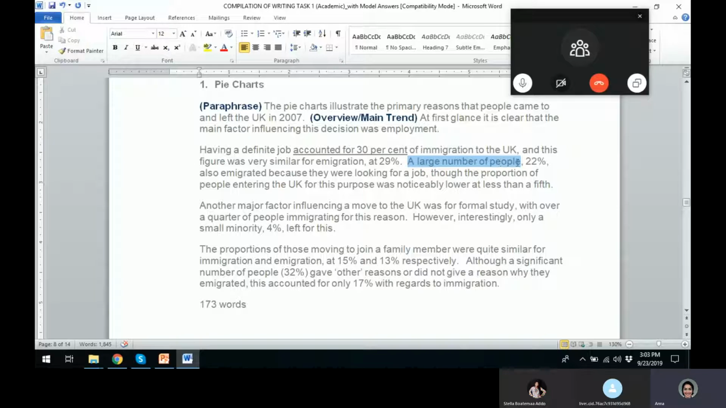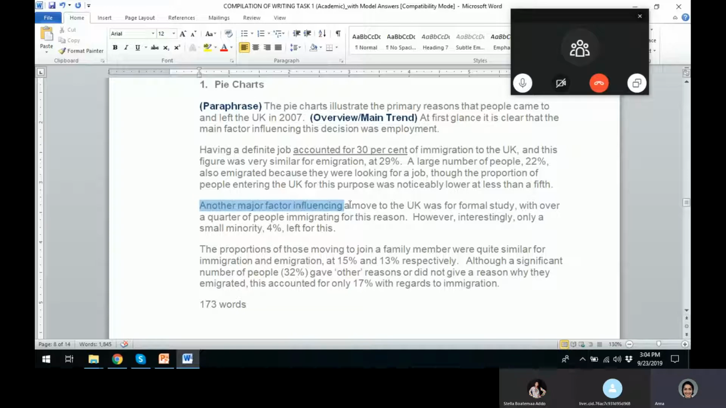A large number of people, okay, so that's a paraphrase, which 22% is the supporting detail, also emigrated because, so state the reason, they are looking for a job. Though the proportion of people entering the UK for this purpose was noticeably lower at less than a fifth. So there's a comparison followed by detail at less than a fifth. Okay? So if you think that your paragraph is quite long already, you can create another paragraph.